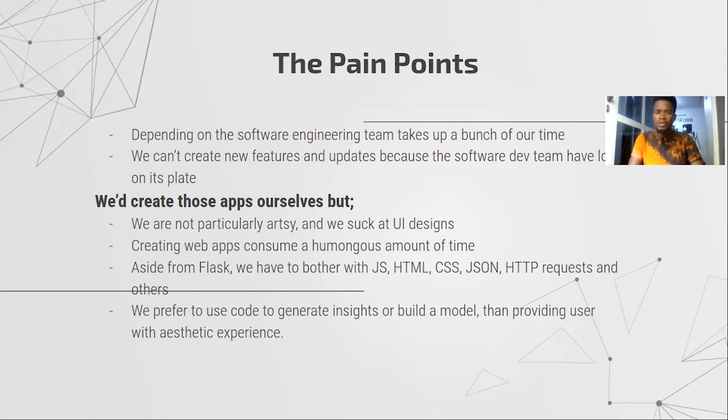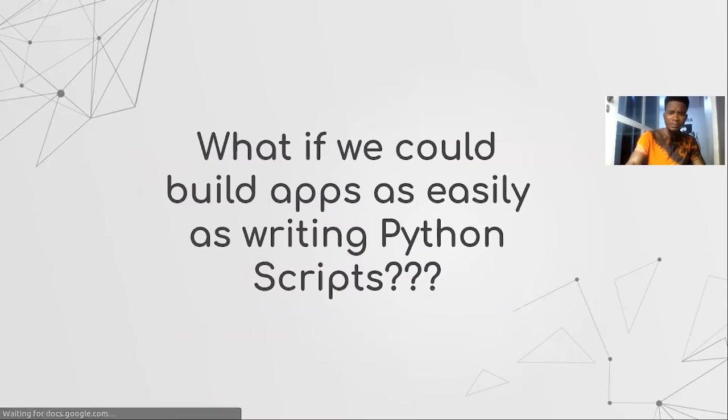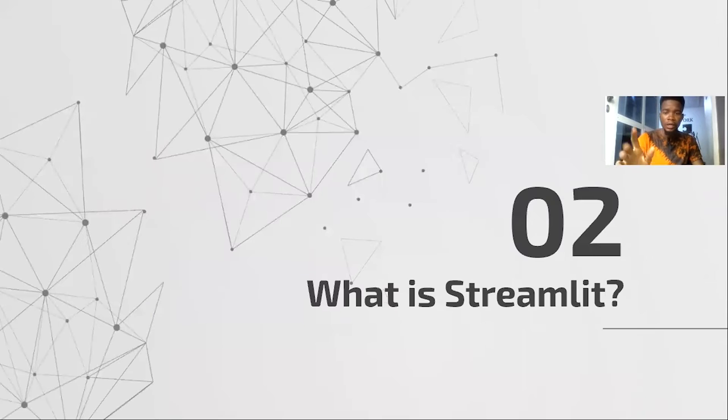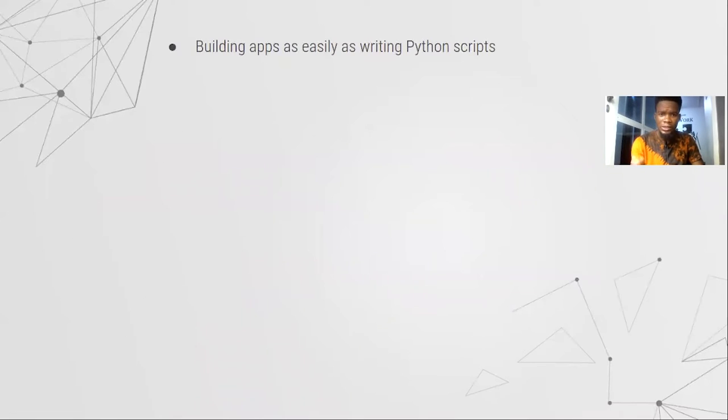And then most of us prefer to use our code to generate insights or build models. We would rather not use our code to provide users with a pleasant experience on our web app. And that leads us to this $1 million question: what if we could build apps as easily as writing Python scripts? And that leads us to Streamlit. So what is Streamlit? Streamlit is all about building apps as easily as writing Python scripts.